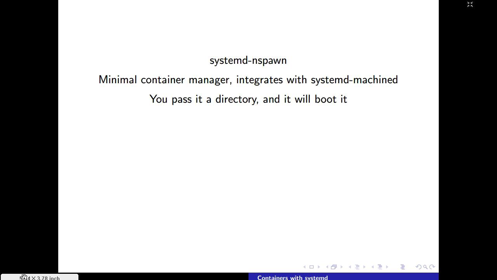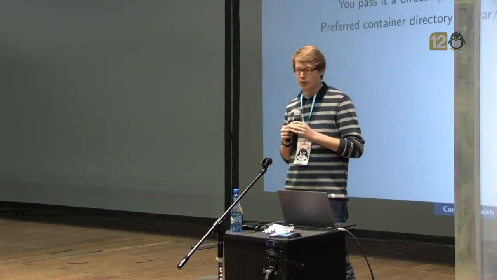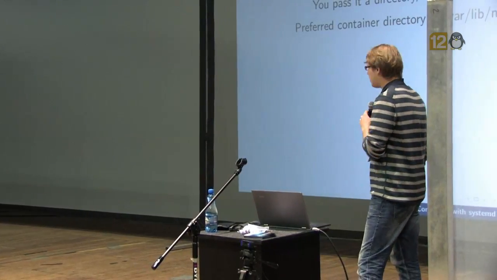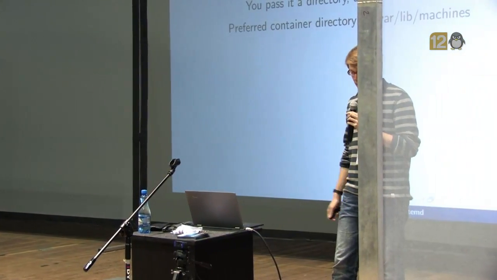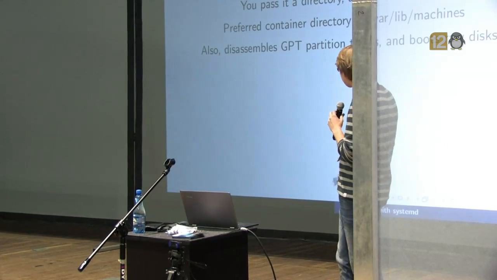We can actually, if we still have time later, show you that in a demo. You can even make it easier if you put your container images into var/lib/machines and put the directories, like the root directories, in there. And then you can type systemd-nspawn dash uppercase M and just specify the container name, and it will automatically find it.